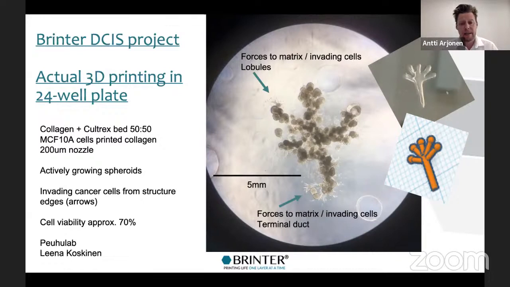In this case, we were happy to see that the printed cells were very viable. They are actively growing different kinds of spheroids. And what we can look at in this study is that we have these invading cell lines going out of the spheroids as well. So that is the most important stuff.